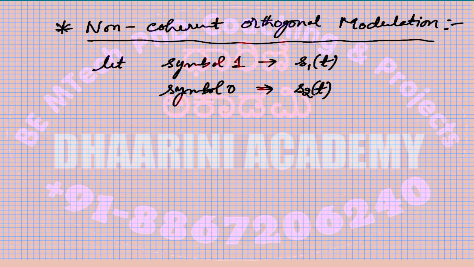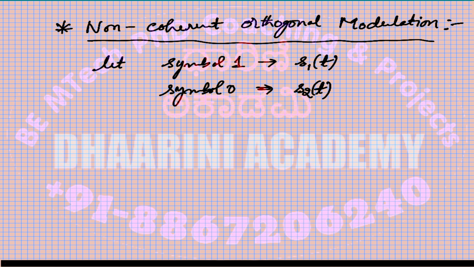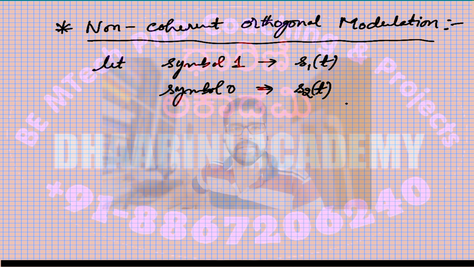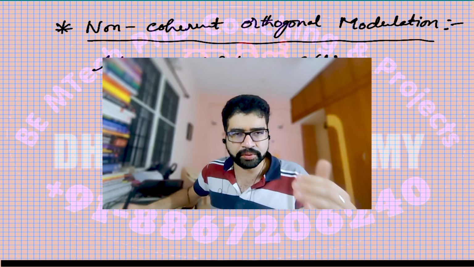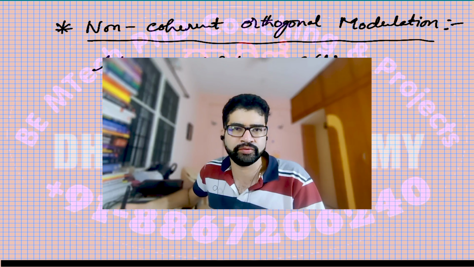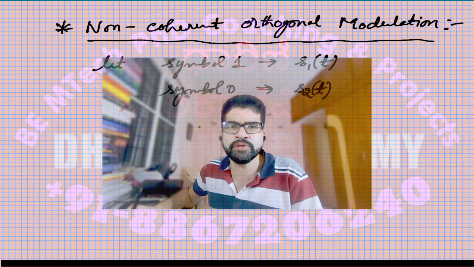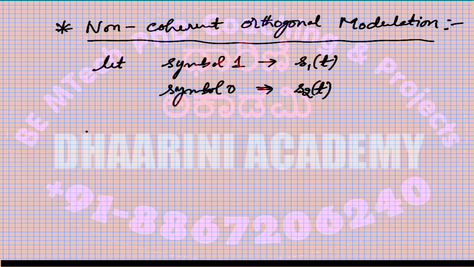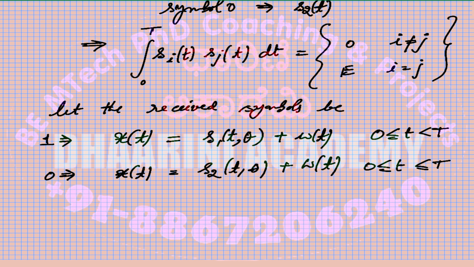Our intention is to write the condition. You choose S1 and S2 such that the orthogonality concept holds. In orthogonality, if you take the product of two signals and integrate the product over one period, the answer should be either zero or the energy of the signal, root EB into root EB, so EB. So for orthogonality, this is the condition: the integral from 0 to T.